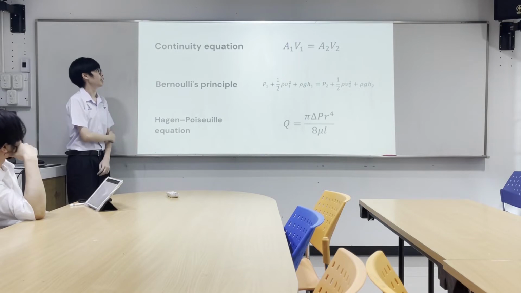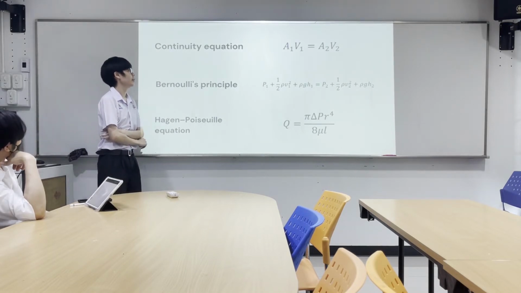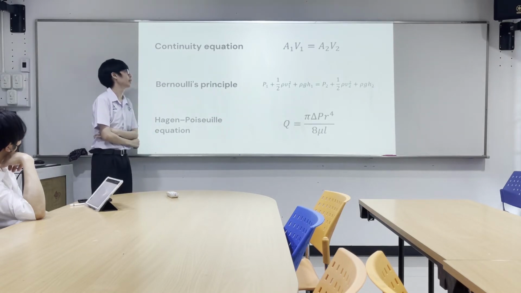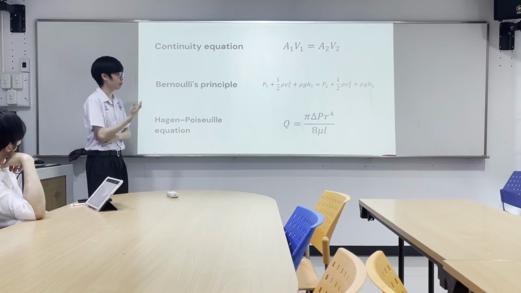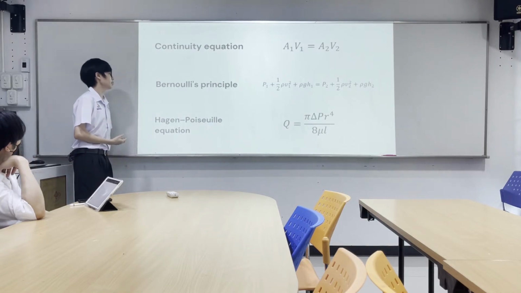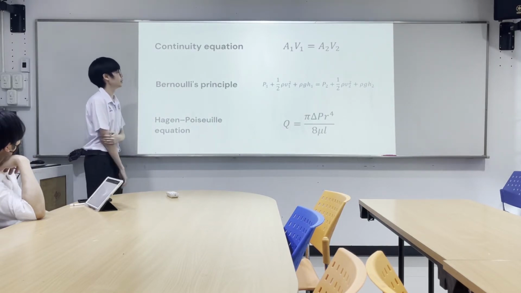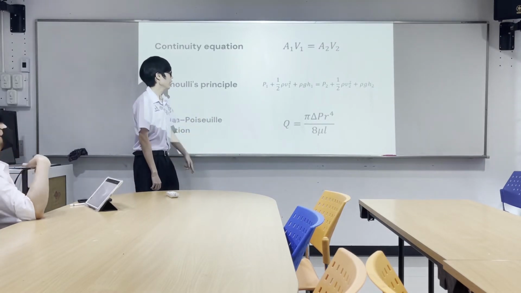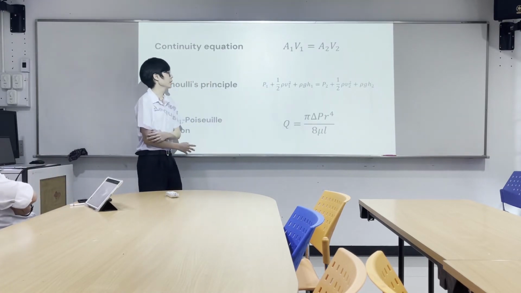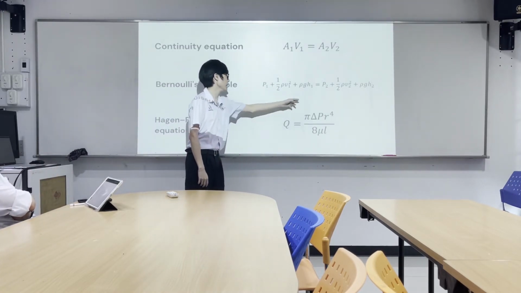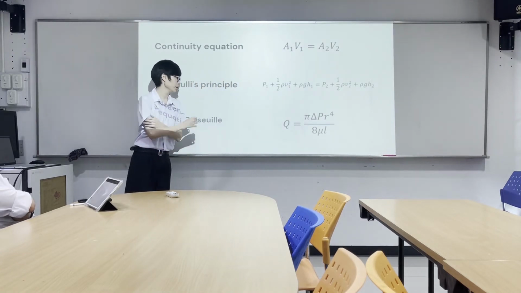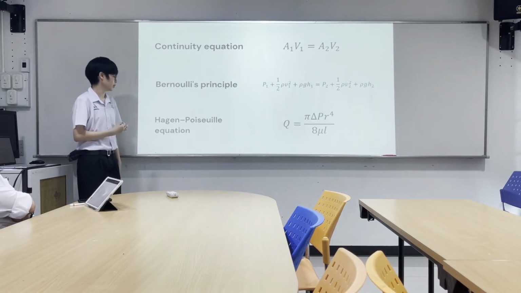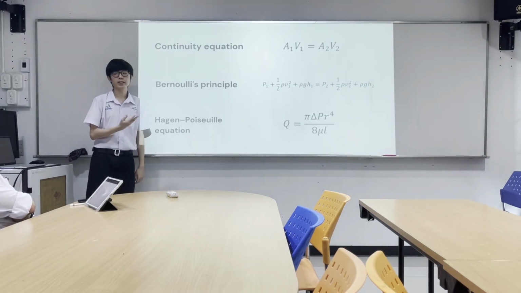The first equation is the continuity equation. A1 V1 equals A2 V2. The A represents the cross-section area, and the V represents the velocity. And the second equation is Bernoulli's principle. P1, P is just the pressure, and this term right here represents the kinetic energy, and right here represents the pressure in the presence of height. And the third equation is the Hagen-Poiseuille equation, which will be related to the blood flow.